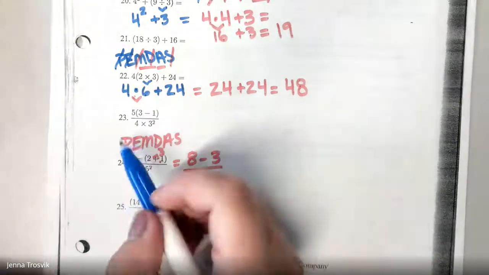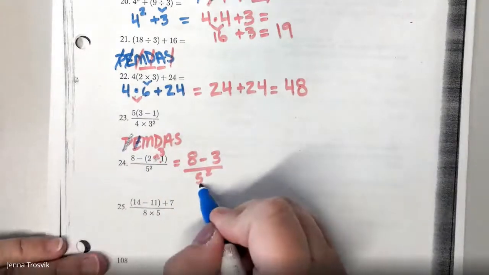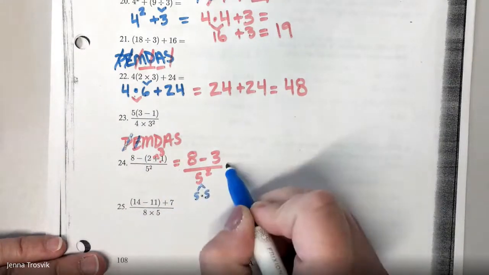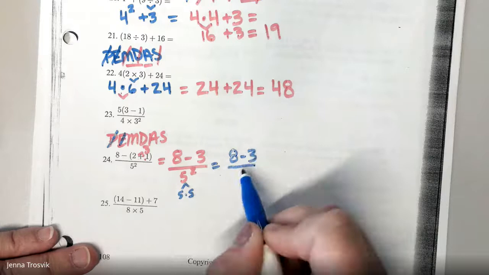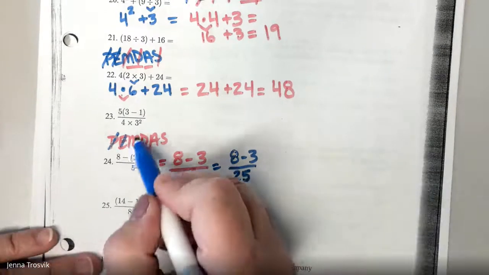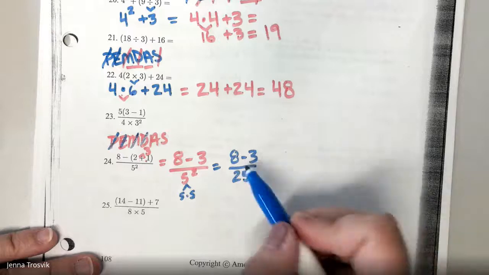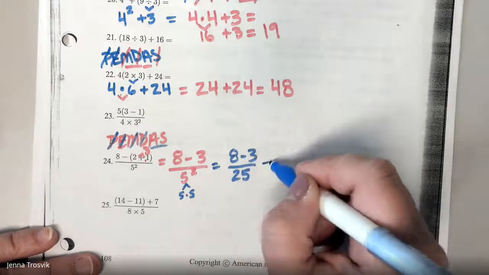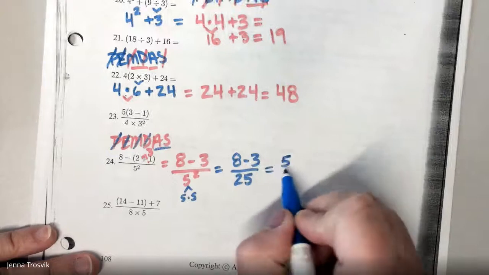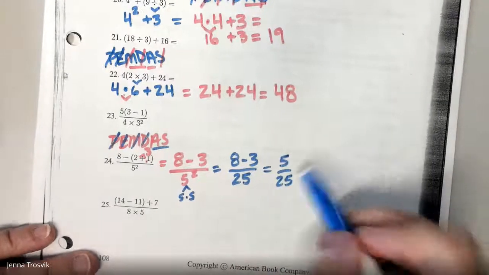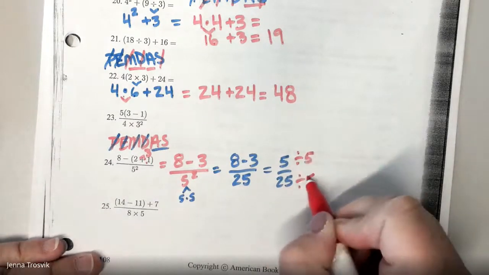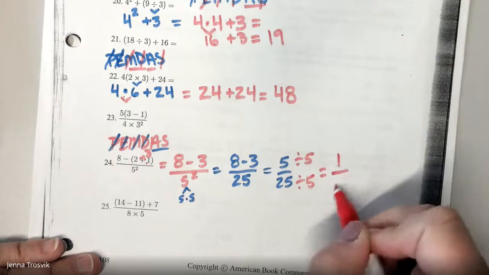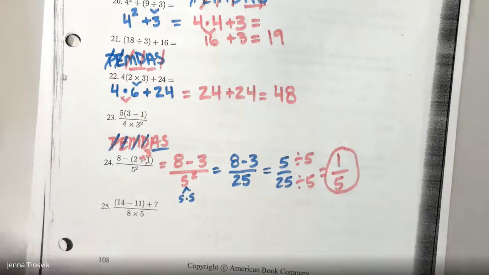My second piece would be to do exponents. So now I have 5 times 5 on the bottom. That leaves me with 8 take away 3 on the top. 5 times 5 is 25. I'm done with multiplication and division, therefore I'm on addition, subtraction. 8 take away 3 is 5. 25 is still on the bottom. To simplify this down, we can divide out 5 from our numerator and our denominator, and we get 1 over 5, or 1/5.